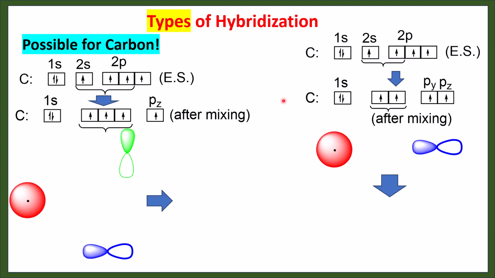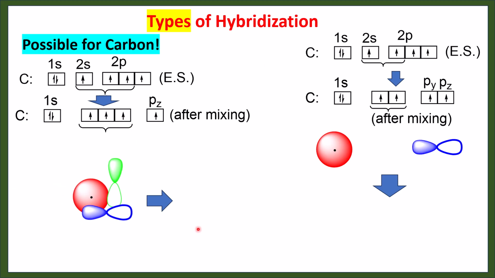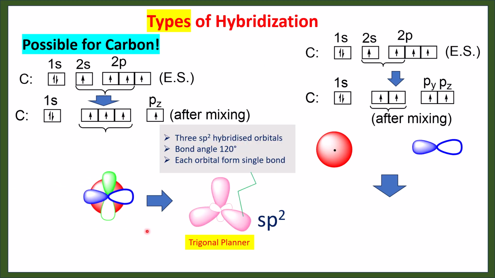Now, two other types are also possible. If among these 4 unpaired electrons, the 1 s and 2 p get mixed, then 3 hybrid orbitals are generated. This is how it happens: 1 s and 2 p give the sp2. This is trigonal planar shape or geometry.